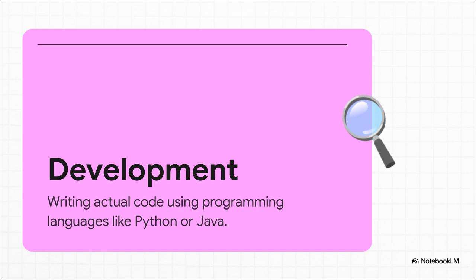The software developer takes those visual blueprints and builds the actual working app by writing code. They use programming languages like Python, Java, JavaScript, or C#. Just like a construction worker uses hammers and drills, developers use these specific languages as tools to construct the digital building.